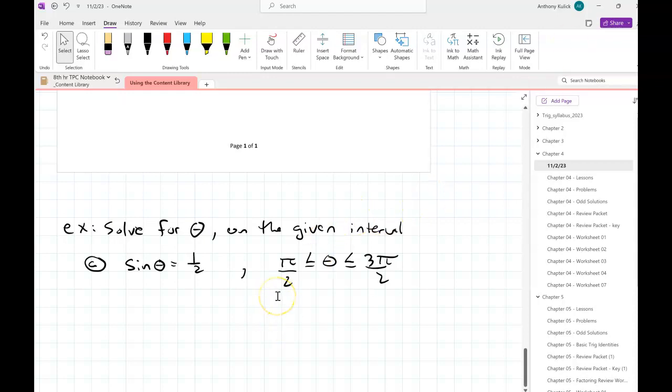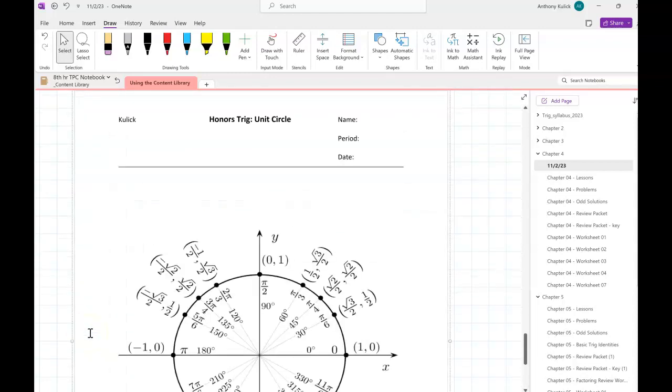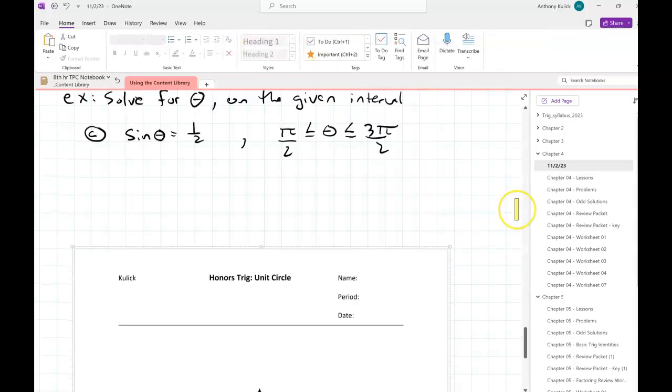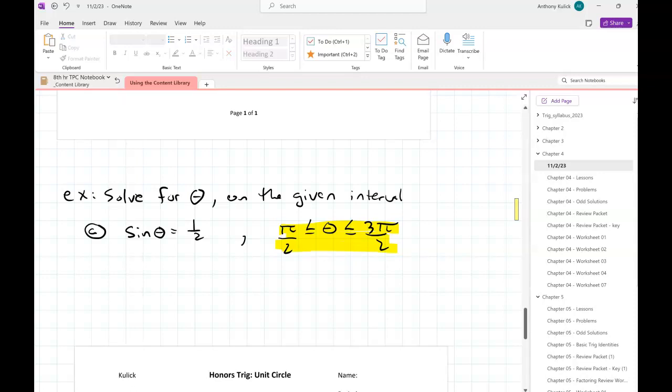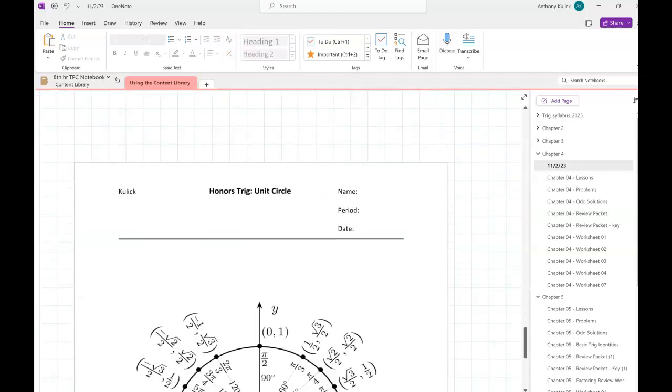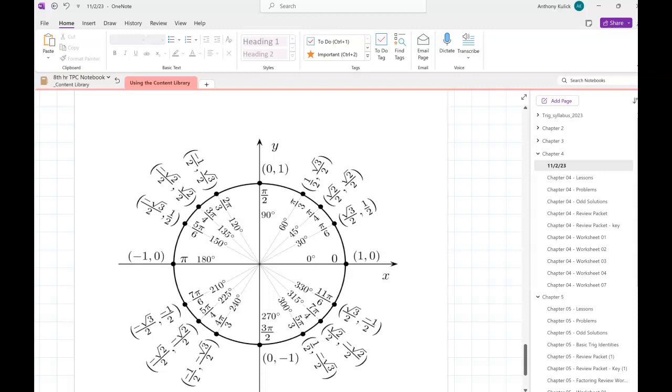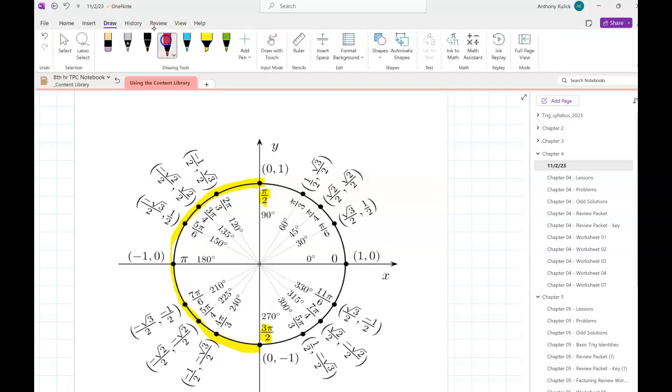Okay. So what we're going to do with this kind of a problem, we're going to start by looking at my interval. So on the unit circle, I'm going to find pi over 2 happening right there. Angles are getting bigger, so I'm going counterclockwise, and I'm going to keep going until I get to 3 pi over 2, which is right here. So we're going to be looking for an answer in what quadrants? 2 and 3, right?